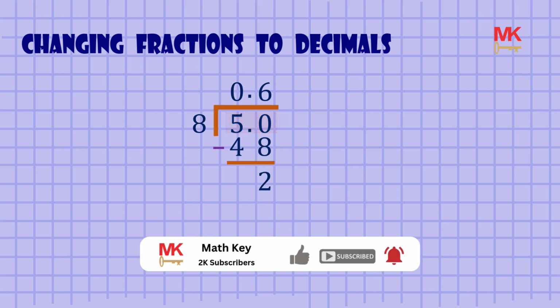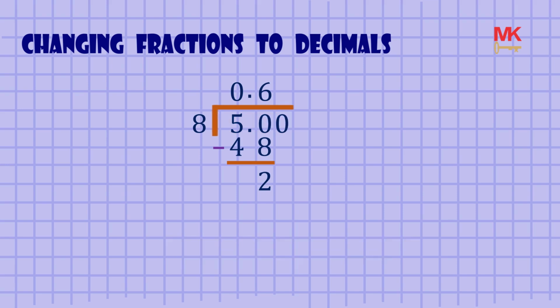Before we repeat the same process, we need to add another 0. Then we bring it down to make 20. 8 goes into 20 twice with some remainders. We keep these 2 directly above the 0 we brought down. Now 2 times 8 is 16. We subtract 16 from 20 to get 4.